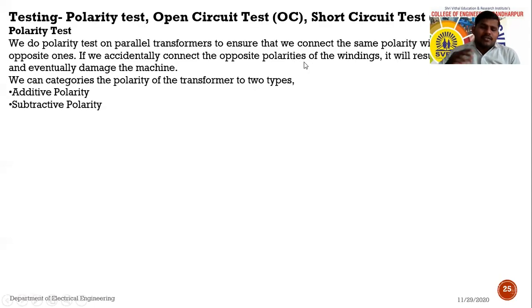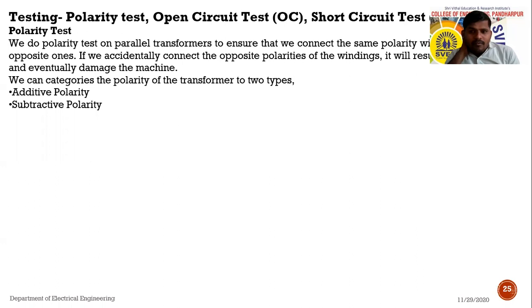Now, there are some tests to be carried out on a single phase transformer. In testing, we are discussing these tests. The first test is the polarity test. The second test is the open circuit test. And the third test is the short circuit test. So these tests we want to discuss in this unit: polarity test, open circuit test, and short circuit test. First we will discuss the polarity test.